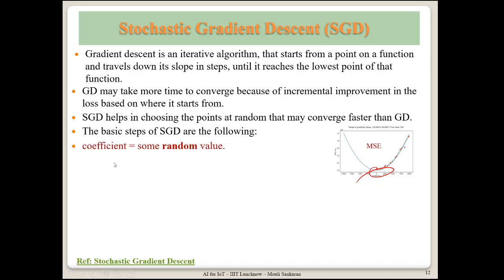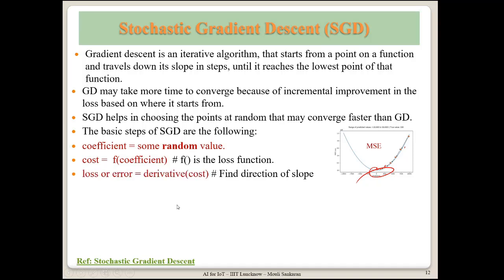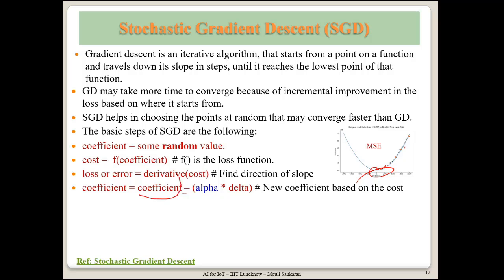So the basic SGD steps are the following: some random value as coefficient to start with, and then loss function is computed. You find the cost for a given coefficient, what is the loss cost function, find the derivative, that is the error, and then you find a difference. Now what you do, you are changing the coefficient based on the delta that you found. Now you are multiplying it with some alpha. What is this alpha? See, you found some error. Okay, maybe an error means delta, between the predicted value and the actual value.